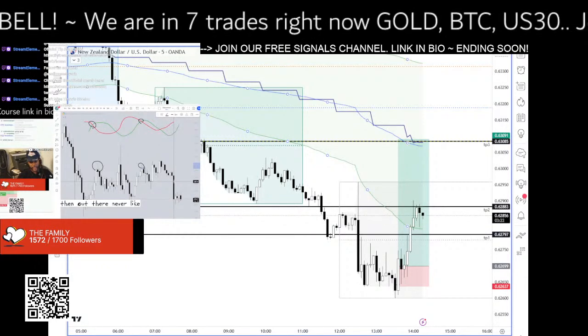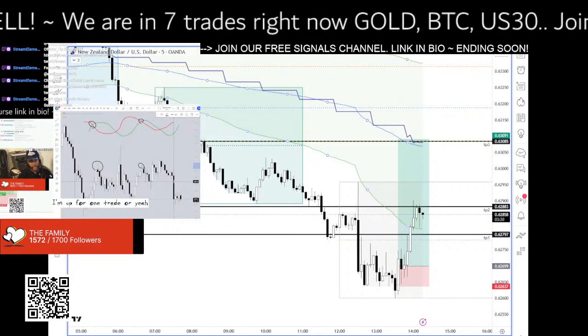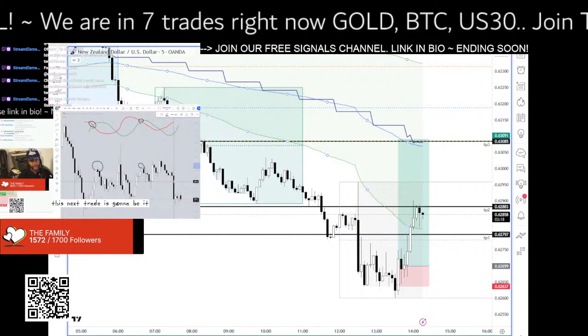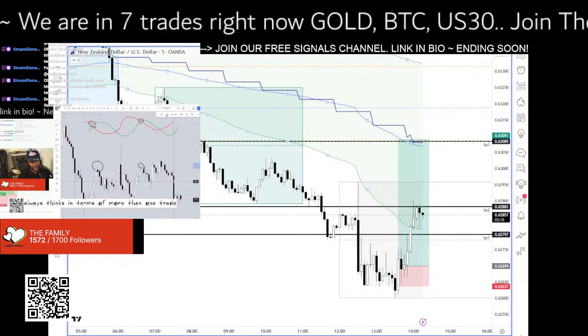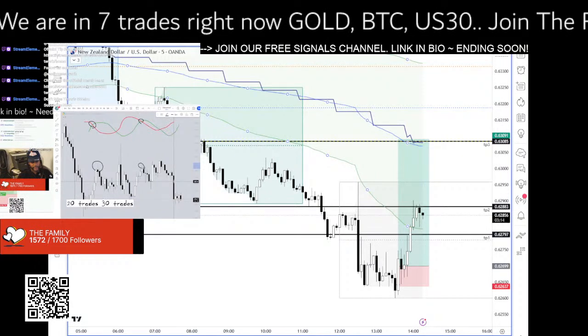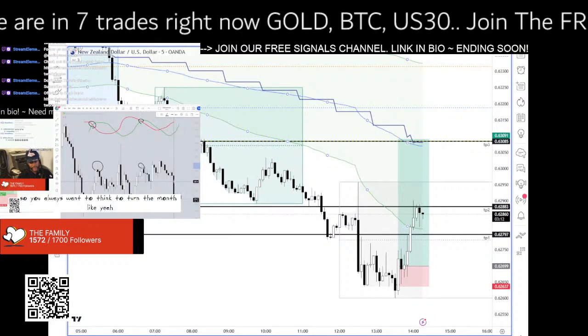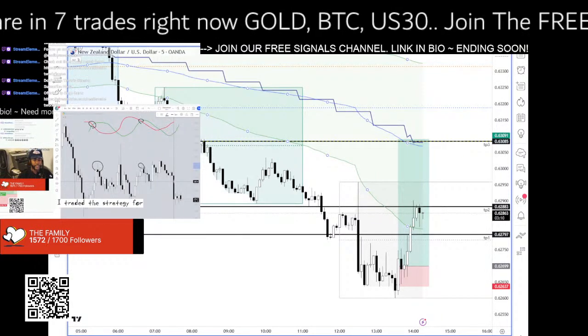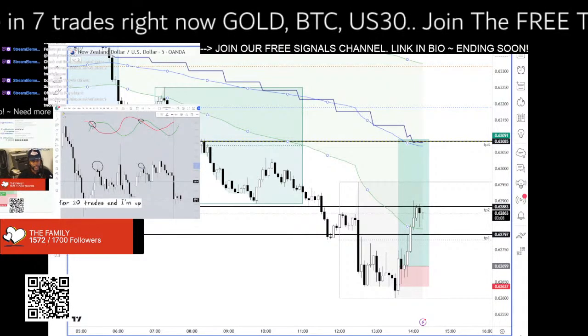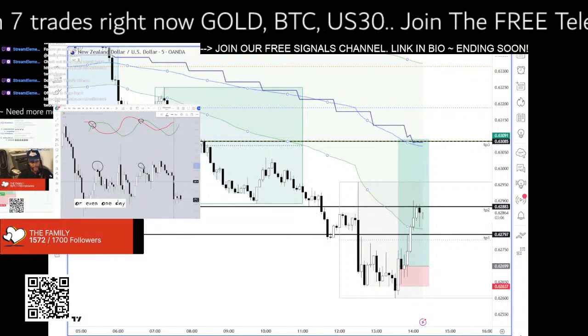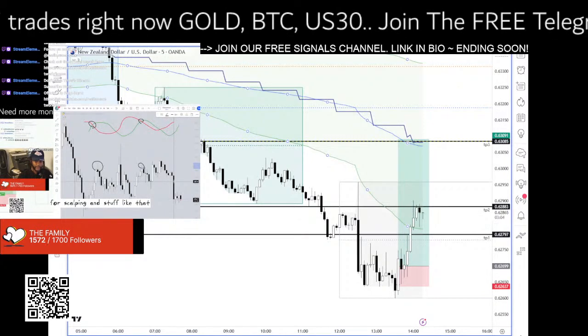They're never like, I'm up for one trade, or yeah, this next trade is gonna be it. They always think in terms of more than one trade, 20 trades, 30 trades. So you always want to think in terms of the month. Like, yeah, I traded the strategy for 20 trades and I'm up. And 20 trades can happen in 2 days, or even one day if you're scalping and stuff like that.